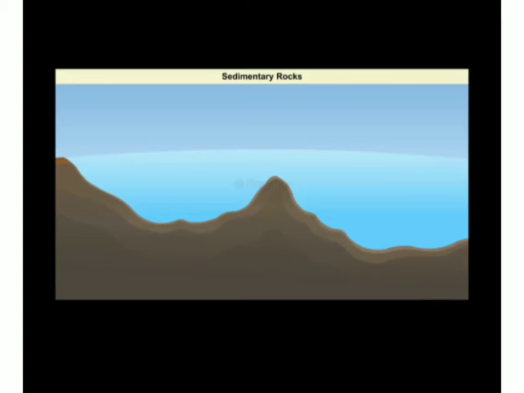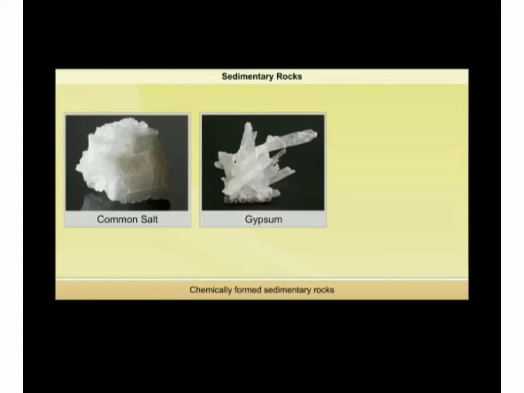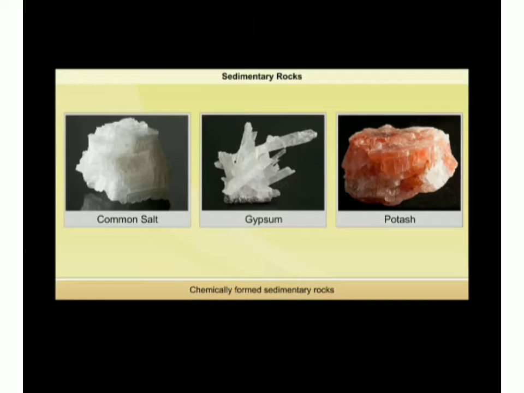Water contains many dissolved minerals. As rain and wind add more and more minerals, and as water evaporates, the concentration of minerals in the water increases. As a result, minerals move down and get deposited at the bottom of water bodies. As this process occurs repeatedly, the deposition becomes layered. These layers join together to form sedimentary rocks. Such sedimentary rocks are called chemically formed sedimentary rocks. Common salt, gypsum, and potash are formed in this manner.